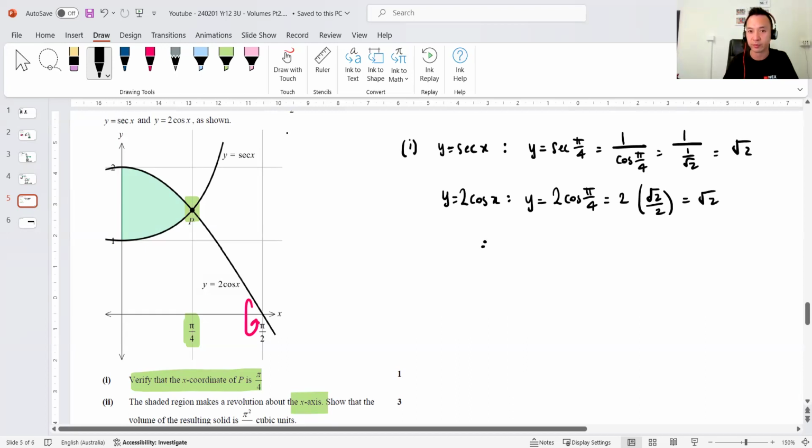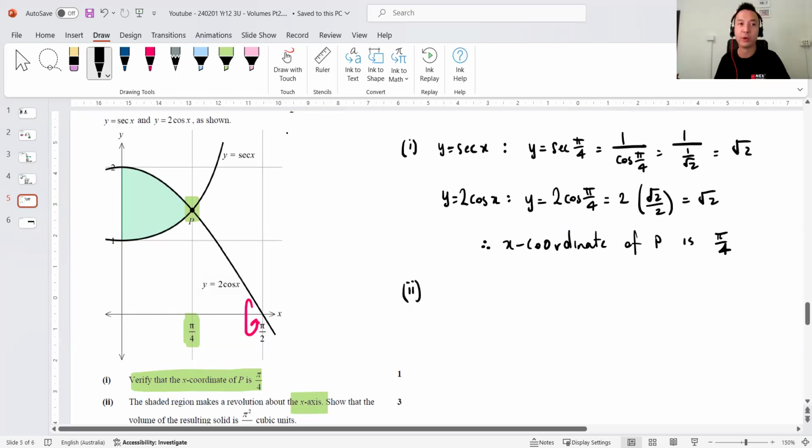Yeah, they both share the same y value, therefore the x coordinate of P is pi on 4, right? Same. Yeah, that's all you need to do. Now, part 2.